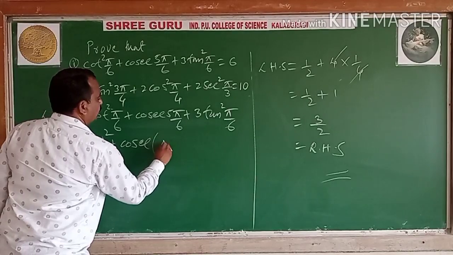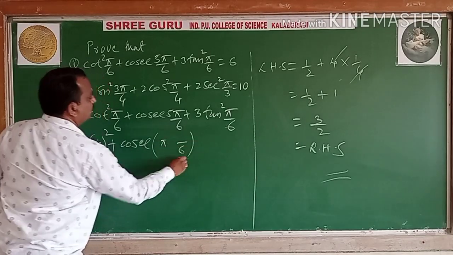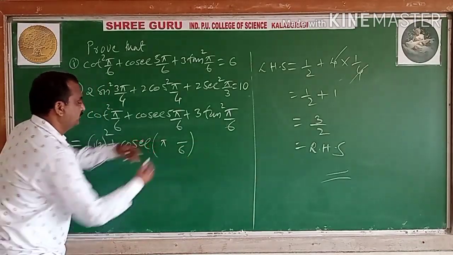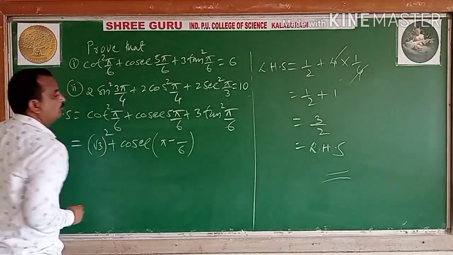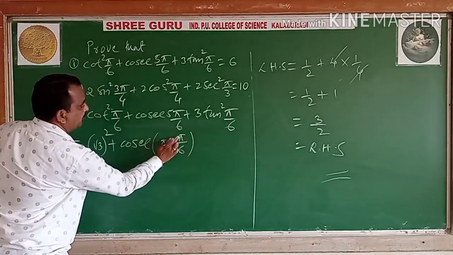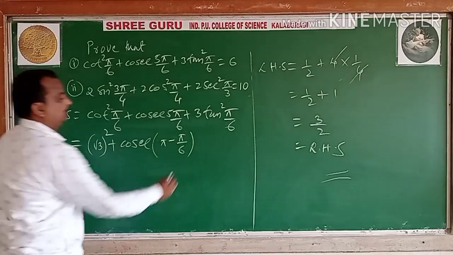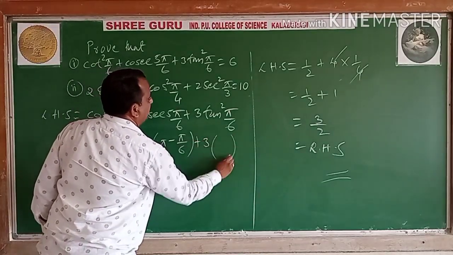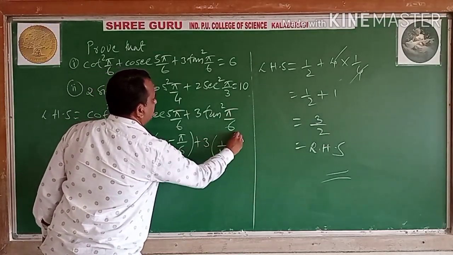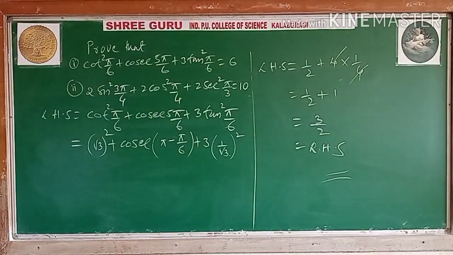Let us see how to write here. 6 you can take here. For 1 pi, 6 pi, subtract 1 pi. Is it a 6 pi minus pi? 5 pi by 6 plus 3 times tan pi by 6, 1 by root 3, 30 degree, square of that one.